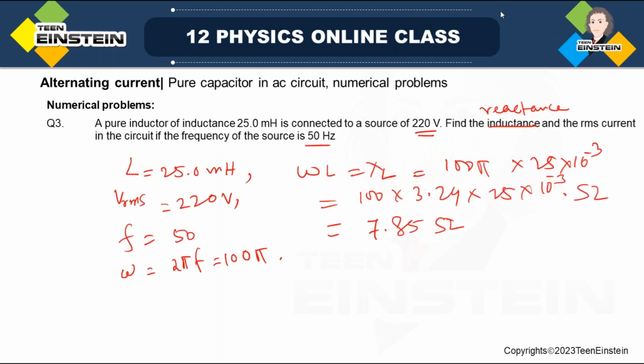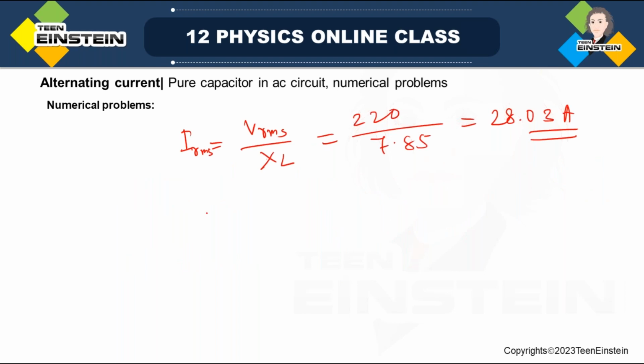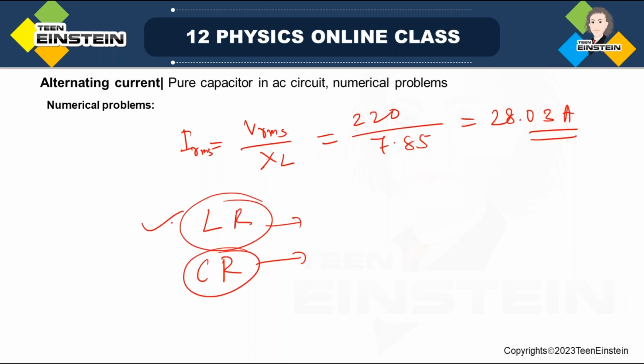Okay, so with this today we'll stop here. In the next class we will be learning about the combination of LR in an AC circuit, then the combination of CR in an AC circuit. So in the next class we will just discuss this thing.